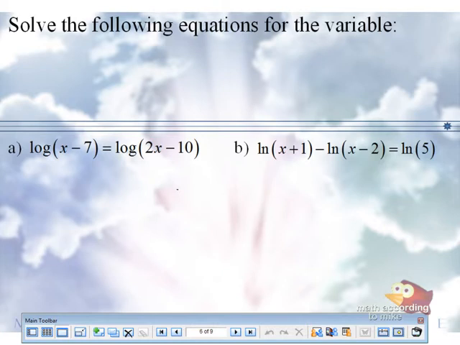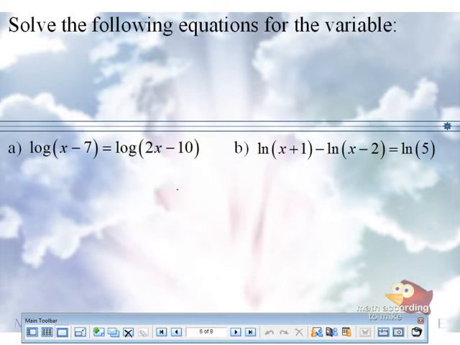So notice in part A, we have log of x minus 7 equals log of 2x minus 10. What are the bases there? No, can't have a base of 1. 10. Remember, if it's log, the base is 10, without any number, I should say. Natural log is ln. That's a base of e.